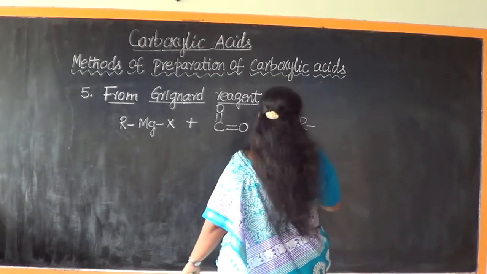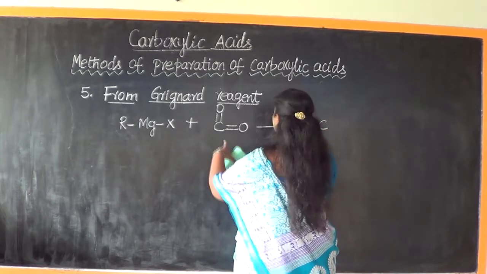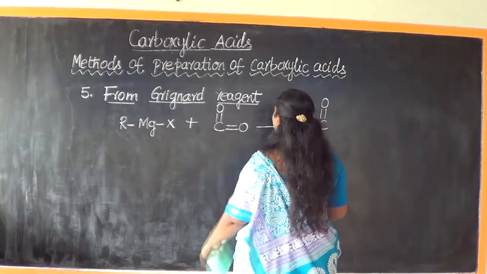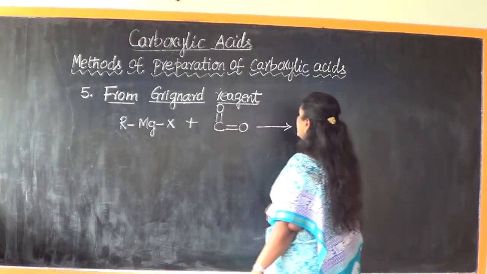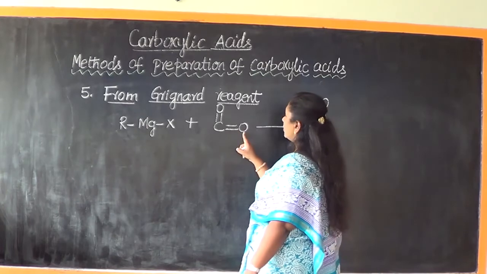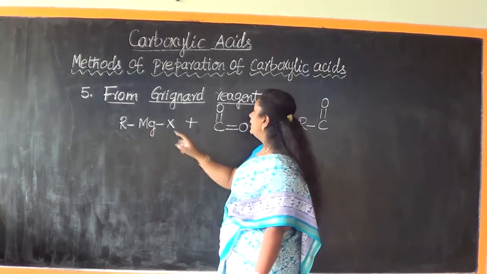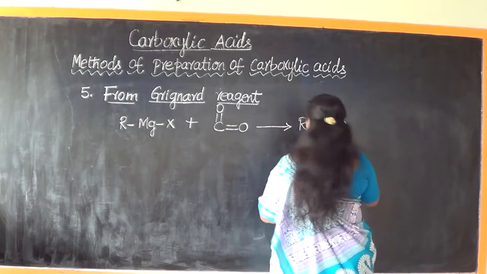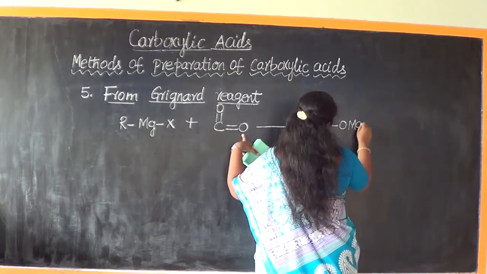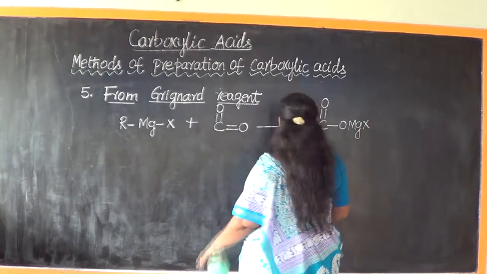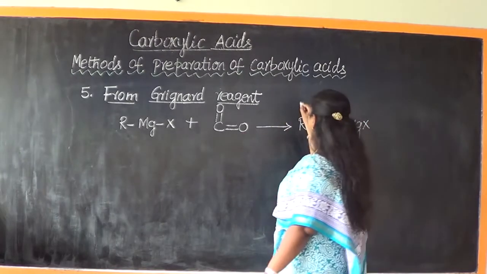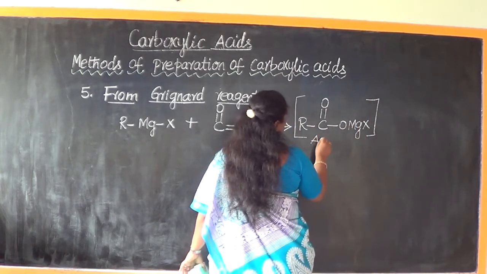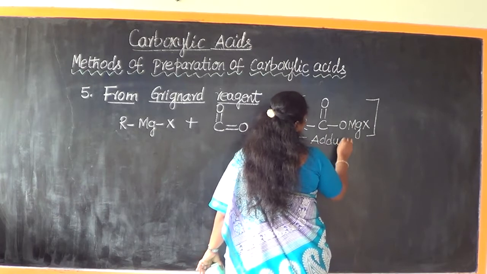Let us see now. So R is linked with this C, which on one side is linked with a double bond with oxygen, and on the other side this oxygen will be there, which will be linked with MgX. So therefore O, then MgX. So we see that it has resulted in the formation of an adduct. Adduct is an addition compound that we obtain.